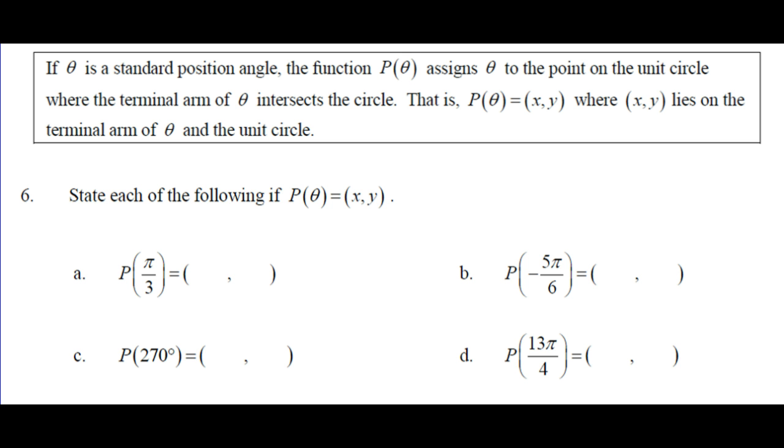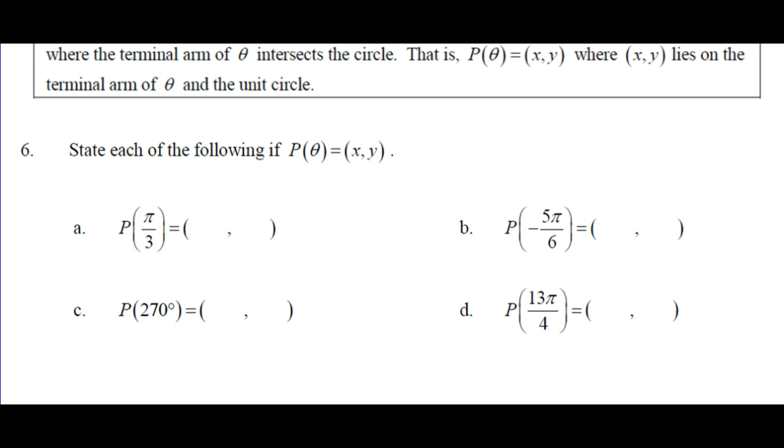If theta is a standard position angle, the function P of theta assigns theta to the point on the unit circle where the terminal arm intersects the circle. So in other words, P of pi over 6 is root 3 over 2 comma 1/2. Right? P of pi over 4 is root 2 over 2 comma root 2 over 2. P of 2 pi over 3 is negative 1/2 comma root 3 over 2, right?